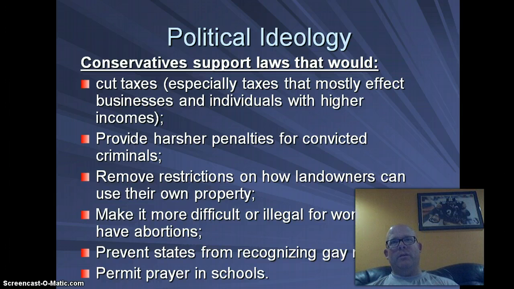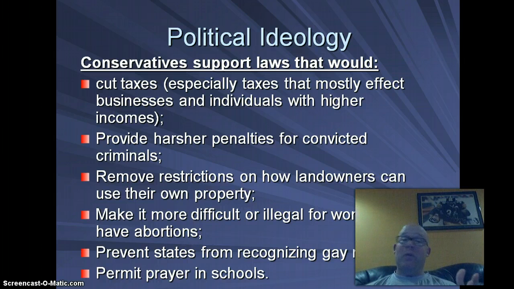They're really going to limit or remove any restrictions on how someone could use their own personal property or their land. They're also going to make it much more difficult for women to get abortions. They're going to prevent states from recognizing gay marriage, and they're going to permit prayer in schools. Okay, so you can see there the religious element of the conservative viewpoint kind of coming through there. All right, so those are some basics on the conservative side.